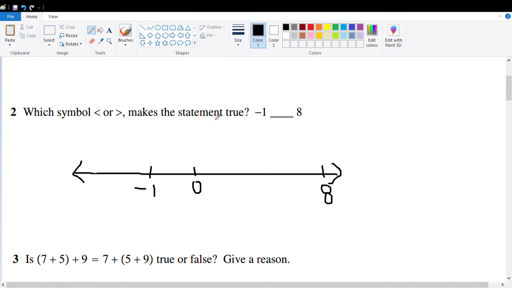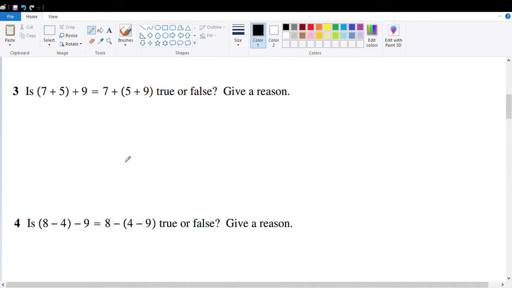Now which one is bigger? When we compare numbers on a number line, the rightmost number will always be the larger number. So our rightmost number in this case is 8. So 8 has to be larger than 0 or negative 1. So negative 1 is less than 8. Now let's move on to 3.